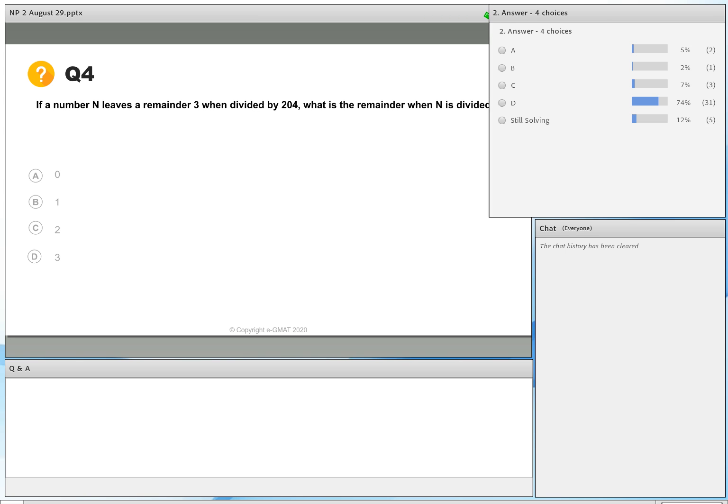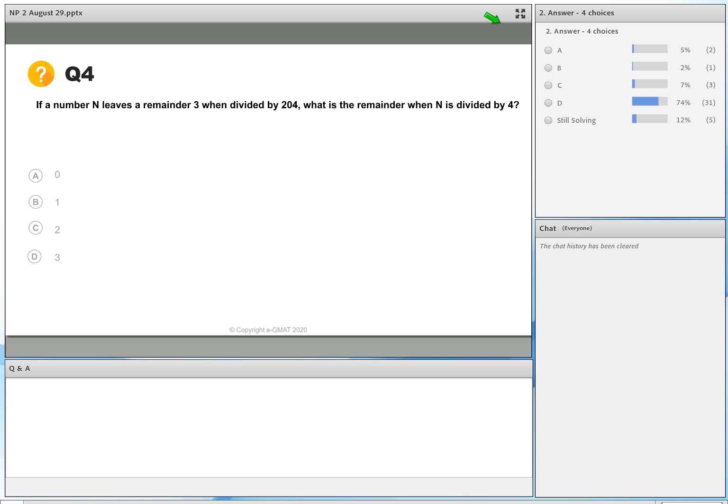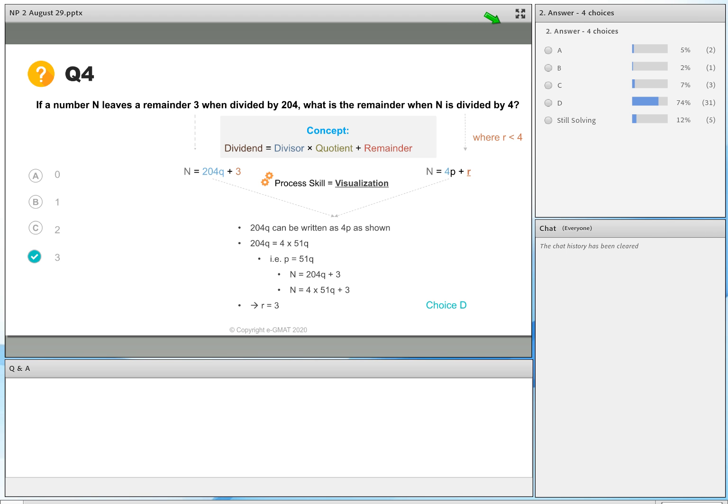All right, here are your results. Again, 74%, the same number as last time. That's the percentage that D got. And we have very few votes for the other choices, but we do. Well, D is correct. So the remaining 26% of us, please listen very carefully to this. N leaves a remainder of 3 when divided by 204. What is the remainder when N, the same dividend, is divided by 4?